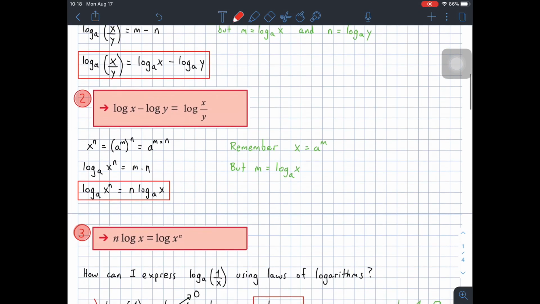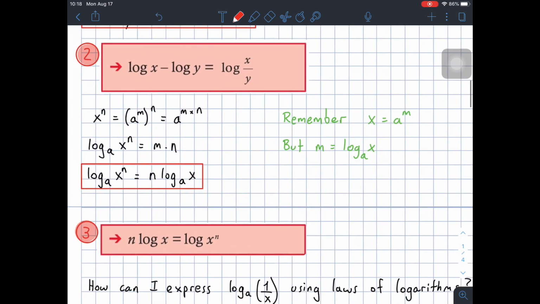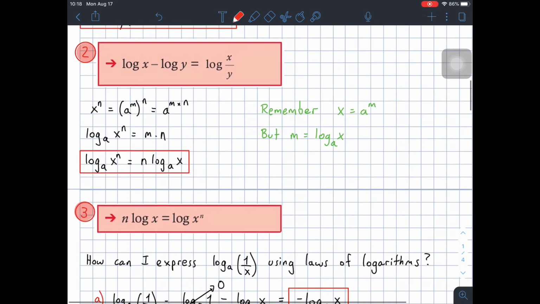Now let's see the third law. We're going to use our same definitions of x and y as always. We're going to say that x to the power of n, remember x is equal to a to the power of m, is the same as saying a to the power of m to the power of n, right? So whenever I have an exponent to another exponent, remember from properties of exponents, I can multiply both exponents. So this is the same as saying a to the power of m times n, okay?